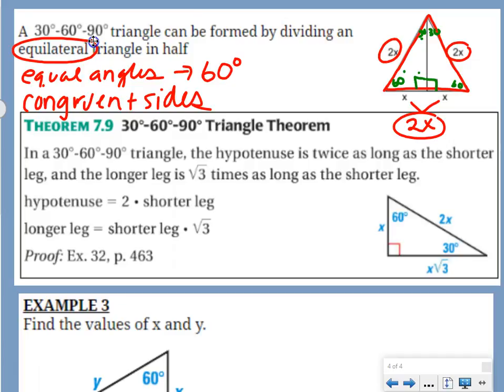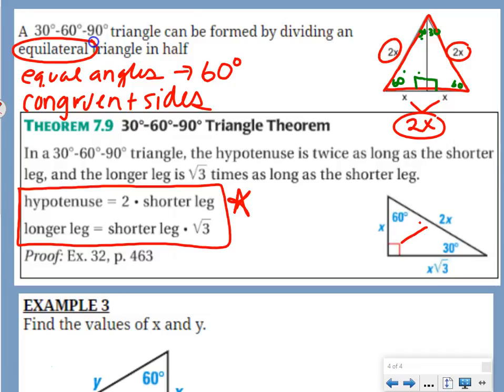And our theorem for this is in a 30, 60, 90 triangle, the hypotenuse is twice as long as the shorter leg, and the longer leg is the square root of 3 times as long as the shorter leg. So again, we have some equations that you might want to star, circle, box, however you remember something, highlight it. But these are going to be important to remember. All right, so if we look, the hypotenuse is across from the right angle.